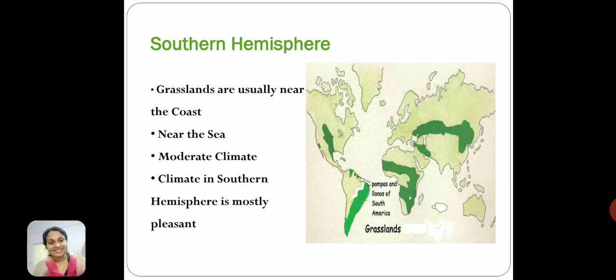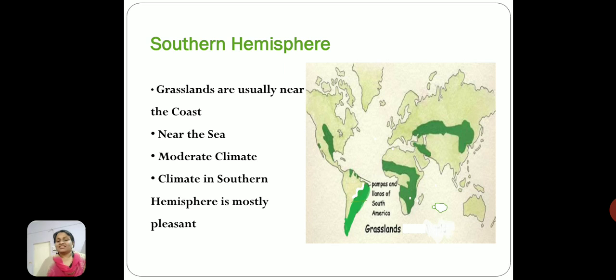Now let's look at the southern hemisphere. In the southern hemisphere, we're going to focus on two continents today. This image that I have put up is of the grasslands in the southern hemisphere. You have the South American continent, South Africa and Australia. Today I'm not putting up Australia. We're just looking at South America and South Africa. I hope you all are able to locate this. If you're not, I will take up a video on this later.